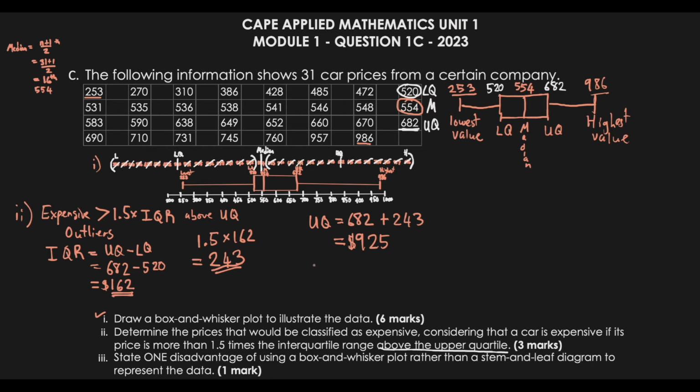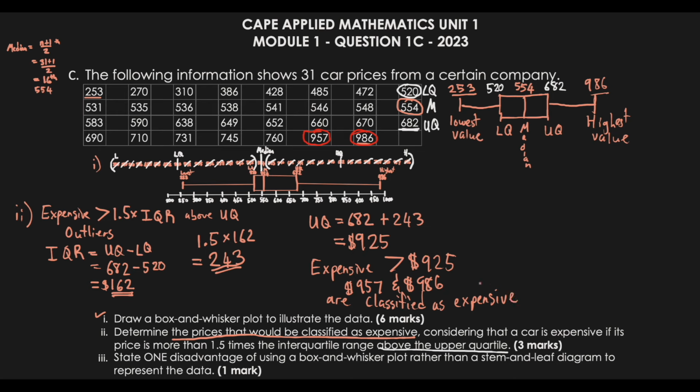925. Okay, so expensive stuff will be above $925. So this basically represents the outliers on the right side of the data, meaning over on this section. We're looking at this upper echelon that we have here. Now, if you look at this, there are only two values that fall above that, which would be 957 and 986. So these two values represent the prices that would be classified as expensive. 957 and 986 are classified as expensive, because they are above 1.5 times the IQR above the upper quartile. All right, so this here would be our answer for part two.